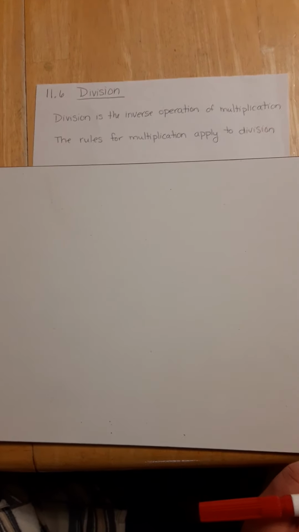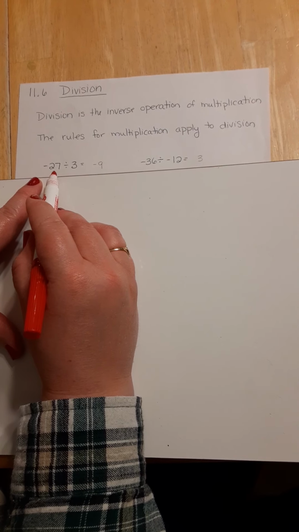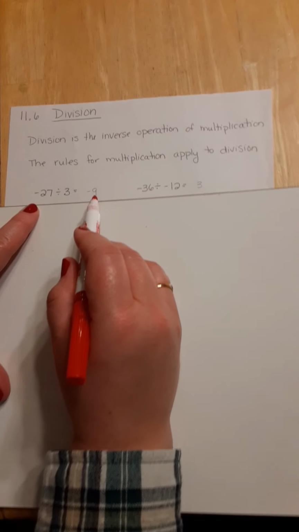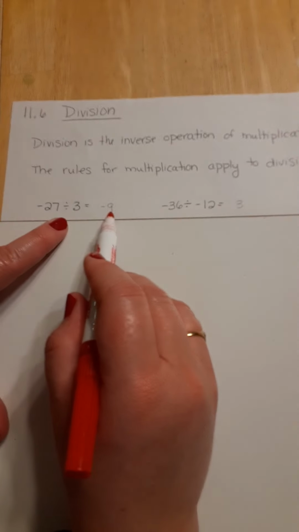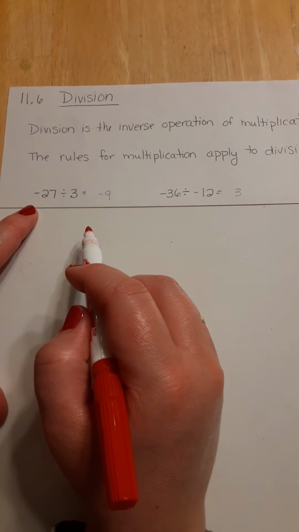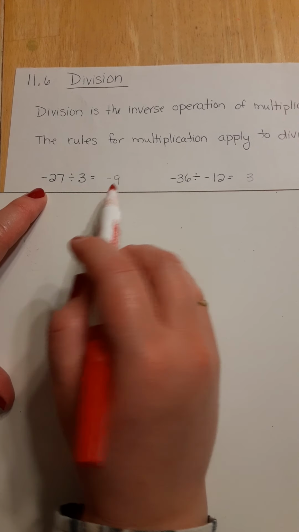So we're going to get right into the problems. I have negative 27 divided by 3. And if you notice in pencil here, I have the answer is 9. 27 divided by 3 is 9. Now we go back and check: how many negative signs do I have? Well, I have one negative, so my answer has to be negative.